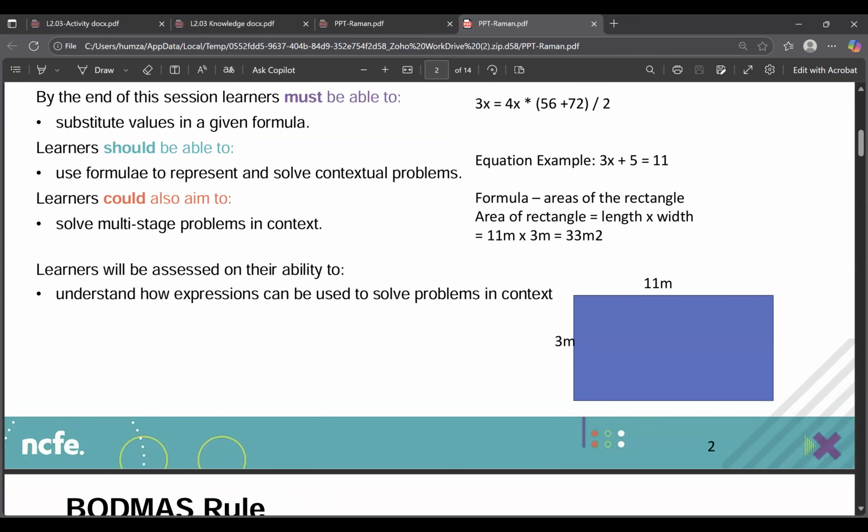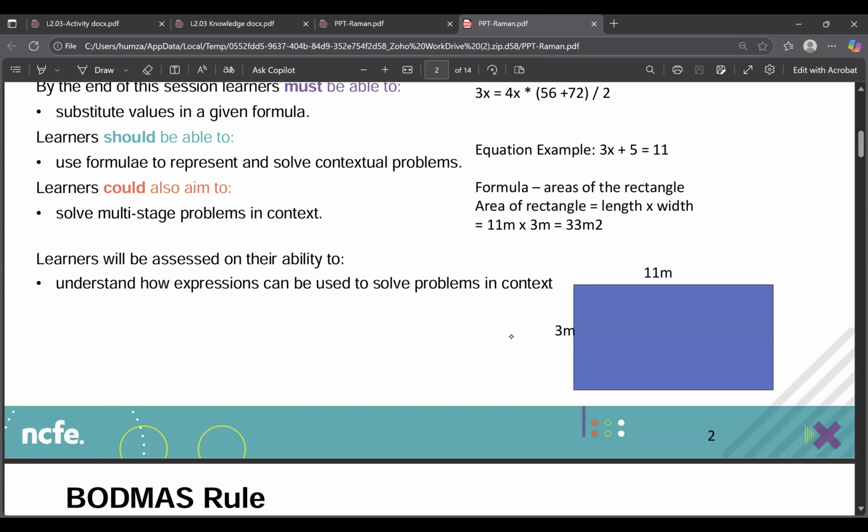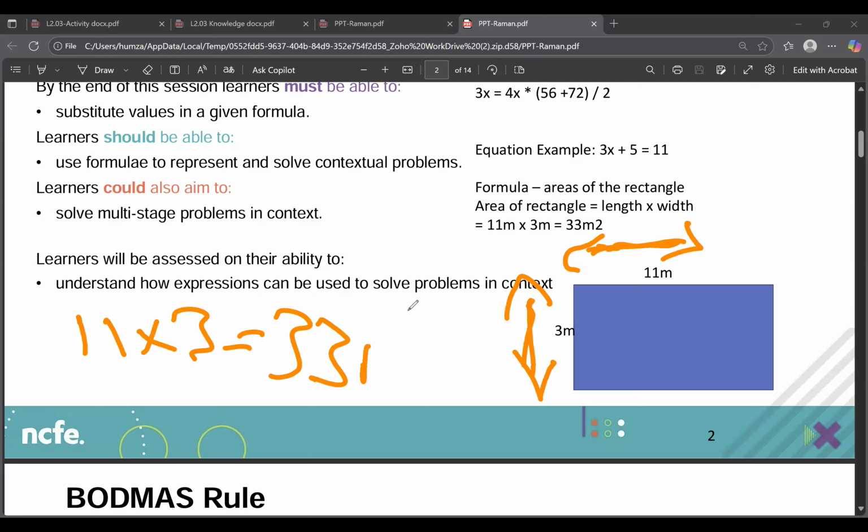So as you can see here, sorry, let me begin the notation. That is 3, that is 11. So to work out the area is length times width. Width is this, and length is that. Sorry, my bad. So it will be 11 times 3 is equal to 33 meters squared.